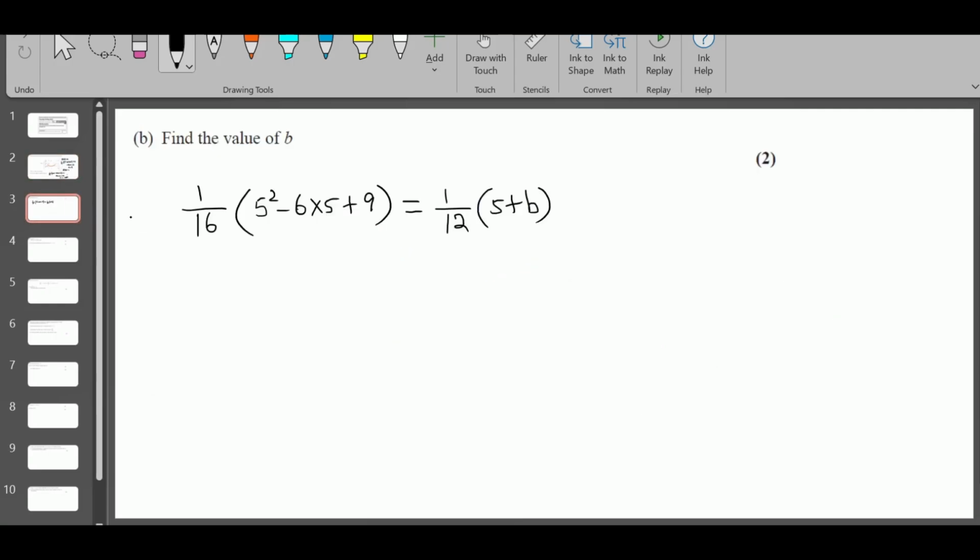5 squared is 25. 25 minus 30 is minus 5, plus 9 is 4. 4 over 16 is 1 over 12 times (5 plus b). 4 over 16 is 1 over 4, 12 comes here, 12 over 4 is 3, so 5 plus b is 3, and b is equal to 3 minus 5, which is minus 2. That's all, it's just an easy two more question.